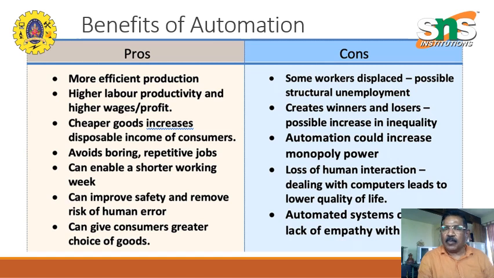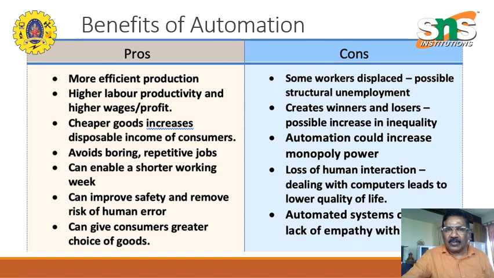Possible increase of inequality. Automation could increase monopoly and power. The person who automated will have more power than the other person. Loss of human interaction. Dealing with computers leads to lower quality of life. Once automation and communication came, all of us are disconnected, and the quality of life has come down, because most of us are with the gadgets and not with human beings. Automated systems will be more rude and lack the human touch. So these are the cons.